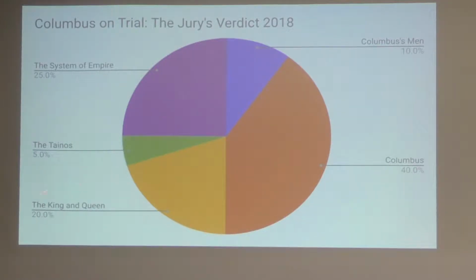King and Queen got 20% because the King and Queen were the people who sent Columbus to so-called India on his conquest, and told him to do everything that he did. Columbus's men got 10% because they listened to Columbus, and they made very bad actions against the Tainos. And Columbus got the most blame at 40% because Columbus was the one who, first of all, came to Hispaniola following the King and Queen's order, told his men to do these bad things, and made very bad actions, and was not a good person.